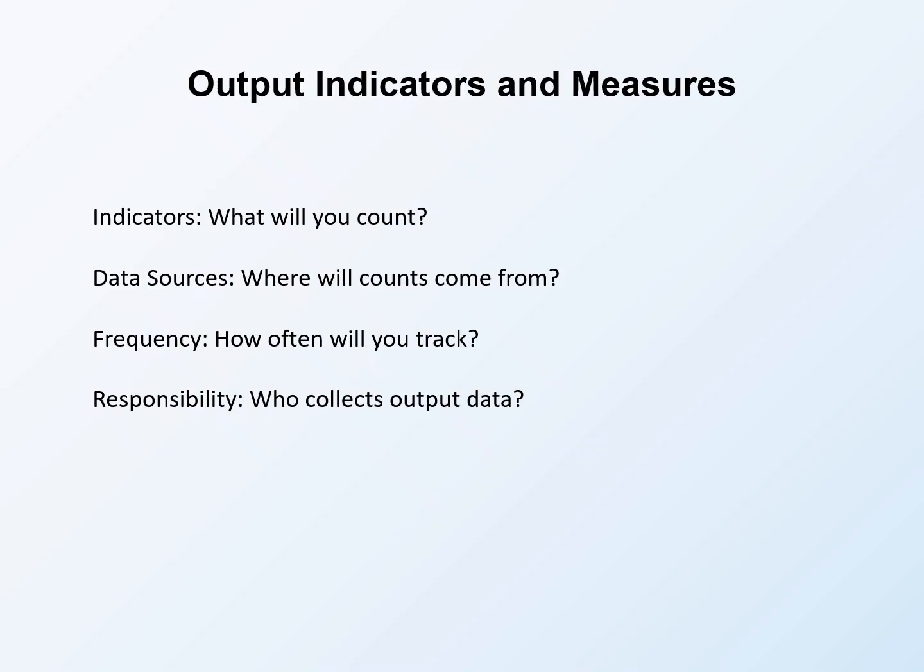Frequency determines how often you track and compile outputs during the grant period. Monthly tracking enables timely management adjustments if you fall behind targets. Annual tracking may miss problems until it is too late to correct course. Match tracking frequency to both your management needs and funder reporting requirements.